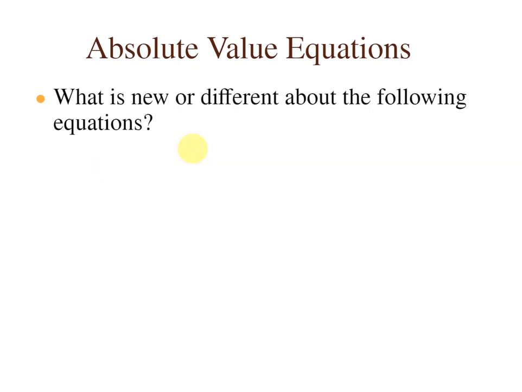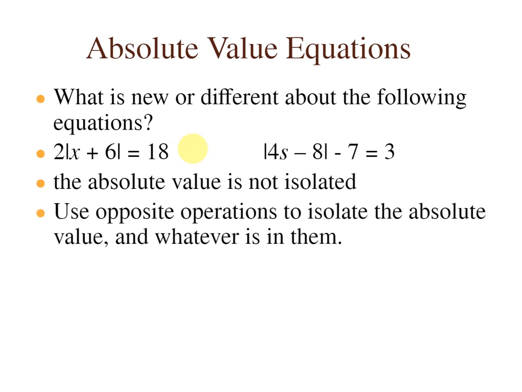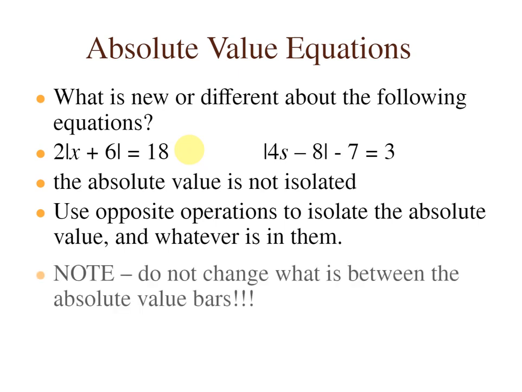So what's different about these two equations? They're still absolute value equations because they've got a variable inside the absolute value, but the absolute value has not been isolated. So we're going to have to use opposite operations in order to get the absolute value by itself. In this regard, it's kind of similar to solving an equation and getting x by itself, but in this case, we're getting the absolute value by itself. So we're not going to change what's inside the absolute value bars. We're just going to get it by itself.